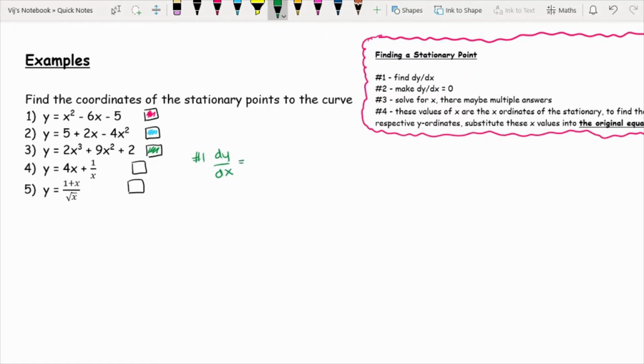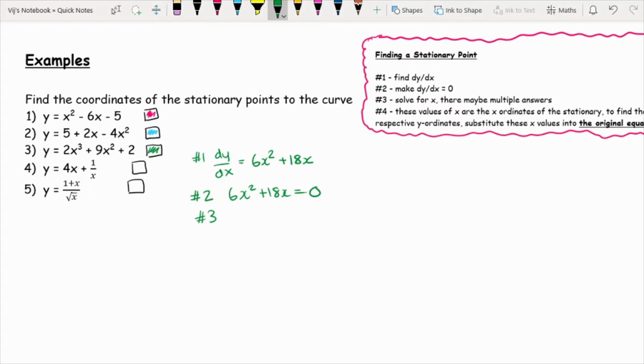So if I find dy over dx for this particular expression, I'm going to get 6x squared plus 18x. And obviously the 2 disappears because it's a constant, so it's not going to be a concern. So step 2 is I then need to make it equal to 0. And then step 3 is I now need to solve this.